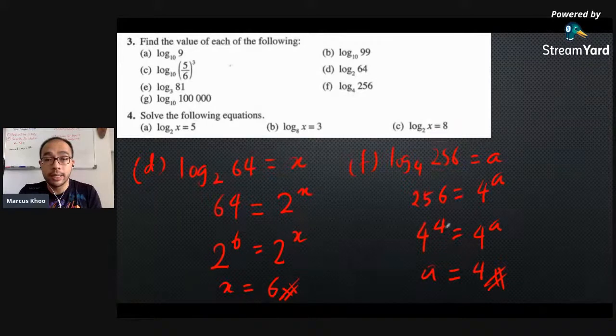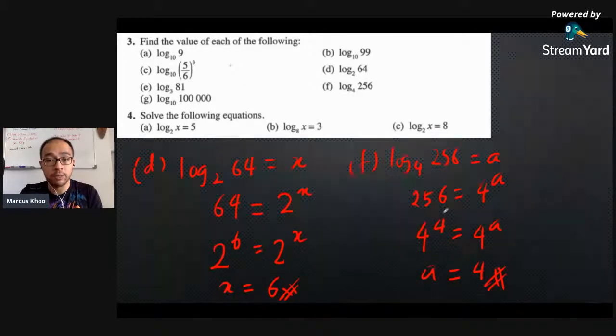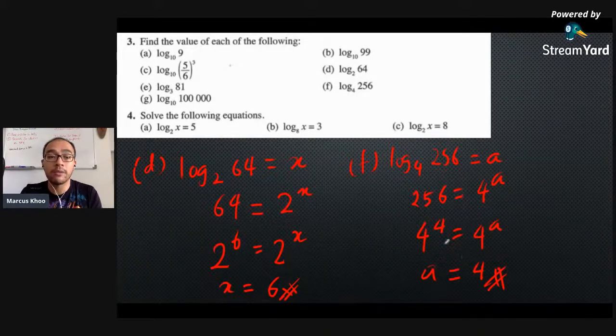Because the base is the same, therefore the index also must be the same. This is the power of the equal sign. Okay, the power of the equal sign.